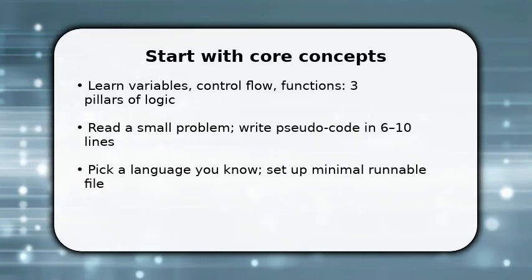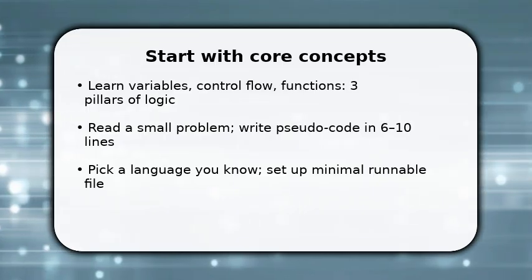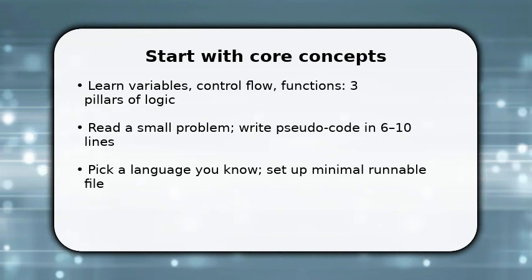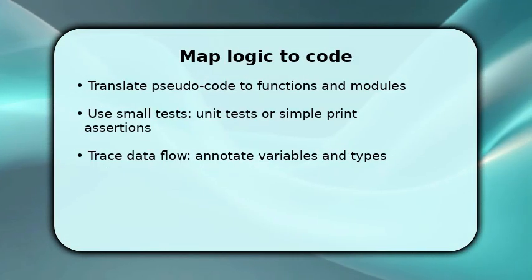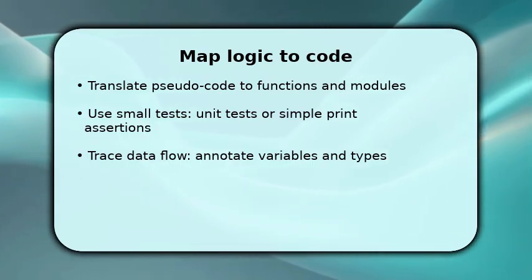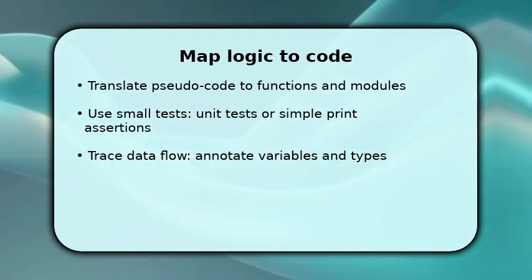As you do this, think about inputs, expected outputs, and one simple test case so you can iterate quickly and build confidence. Now translate your pseudocode into functions and small modules. This helps you isolate responsibilities. Once done, write tiny tests or print assertions that verify each function independently because immediate checks reduce debugging time.